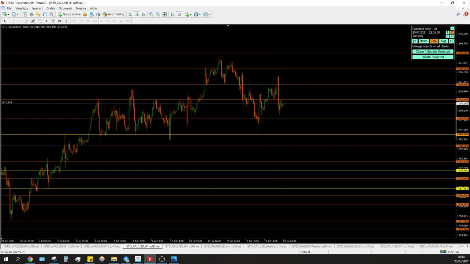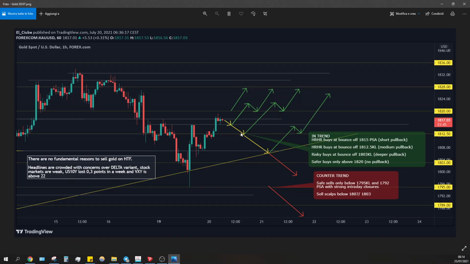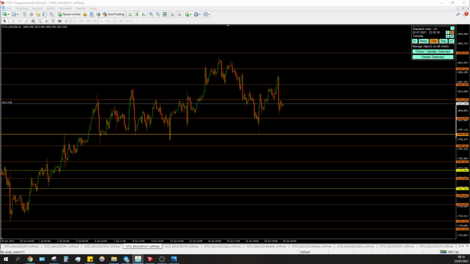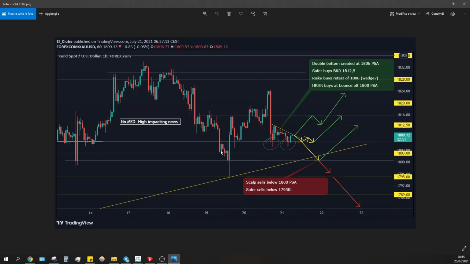So let's move on. Next day, we are on the 21st. We spotted a double bottom created at 1806. We still have to see it here. Now when we jump, we're going to see it. This is the first one. There's another one, we create another one during Asian. We set a double bottom, and we want to see continuation up or a squeeze after the wedge.